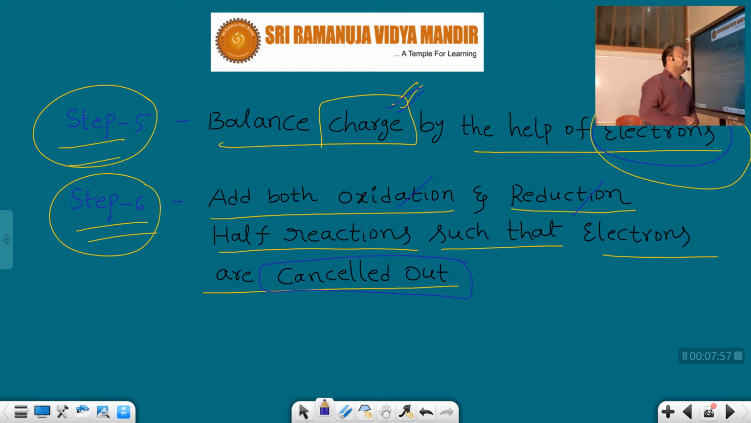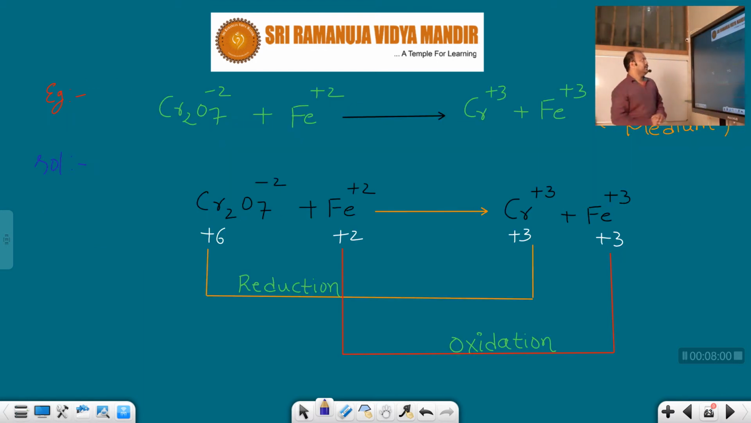Okay, for your sake I will take one example. Here I take the dichromate ion, Cr2O7 2-, which reacts with the ferrous ion, Fe2+. The dichromate ion changes into the chromic ion, Cr3+. So Cr2O7 2- changes into Cr3+: the dichromate ion changes into the chromic ion.